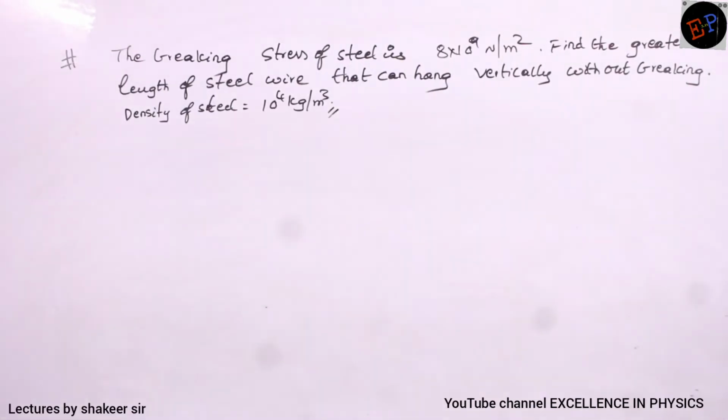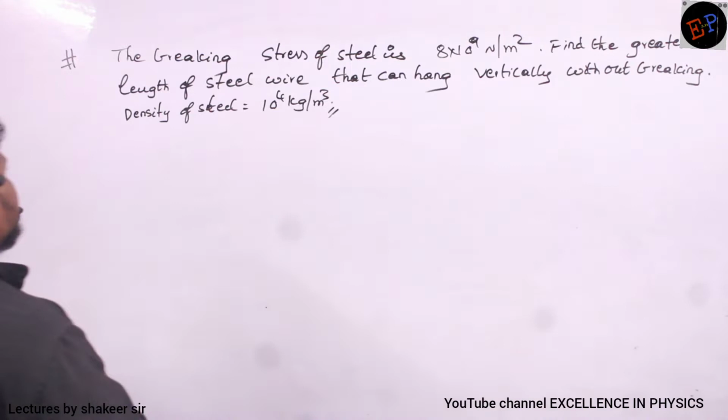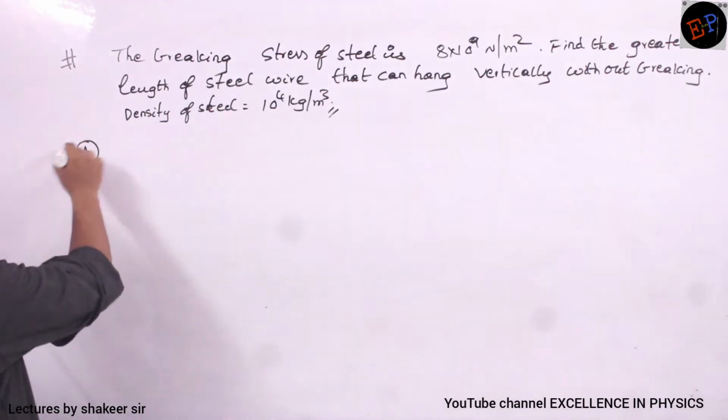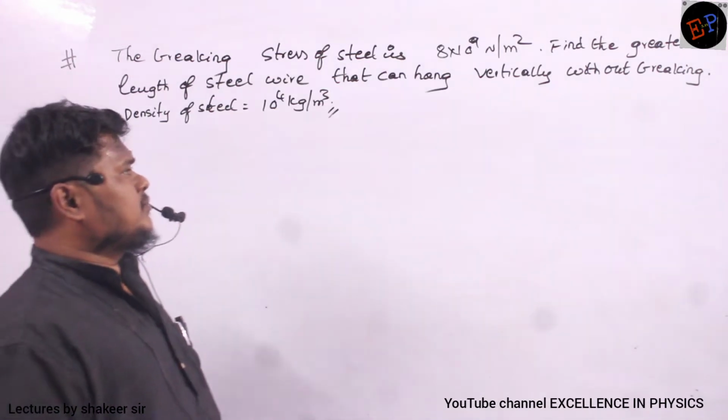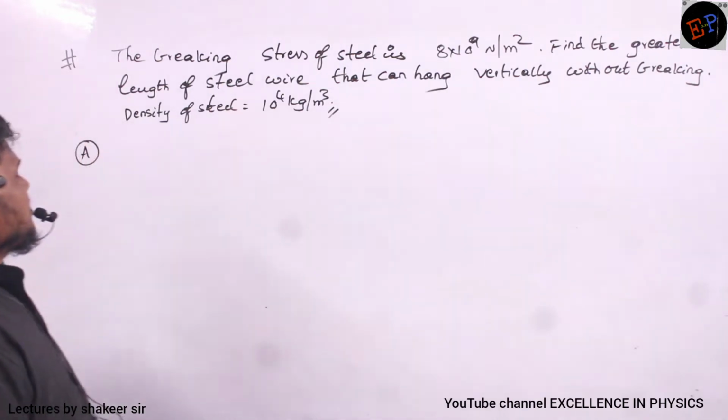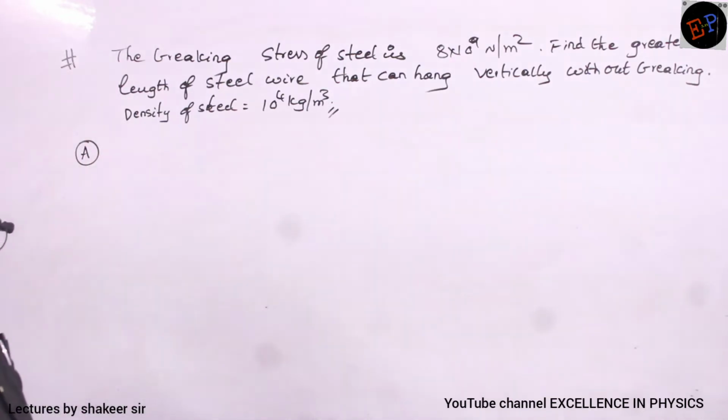See, the question is like this. The breaking stress of steel is 8 into 10 power 9 Newton per meter square. Find the greatest length of steel wire that can hang vertically without breaking. Density of steel is given.